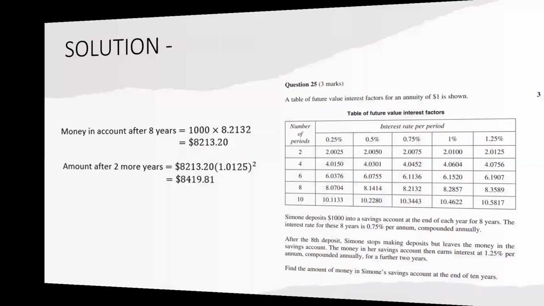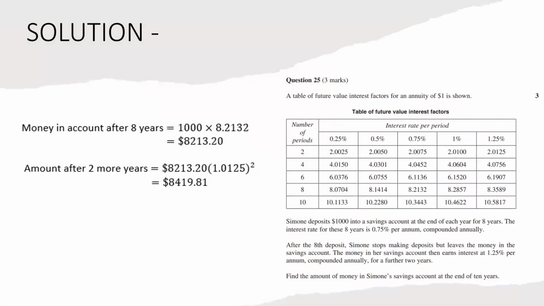I'll move on to question 25. So question 25 was another common question with standard 2. This question was again done very well, but there was a small amount of candidates who didn't quite understand the difference between annuity and compound interest.